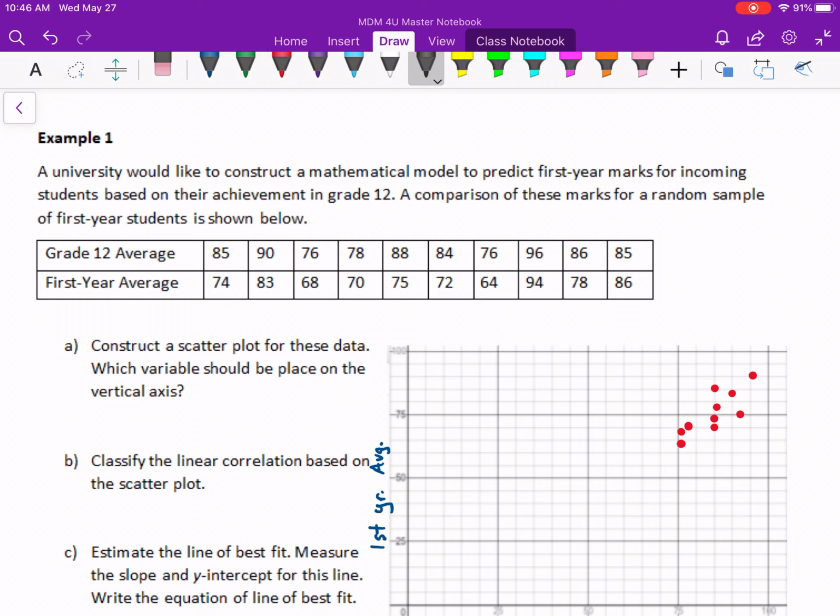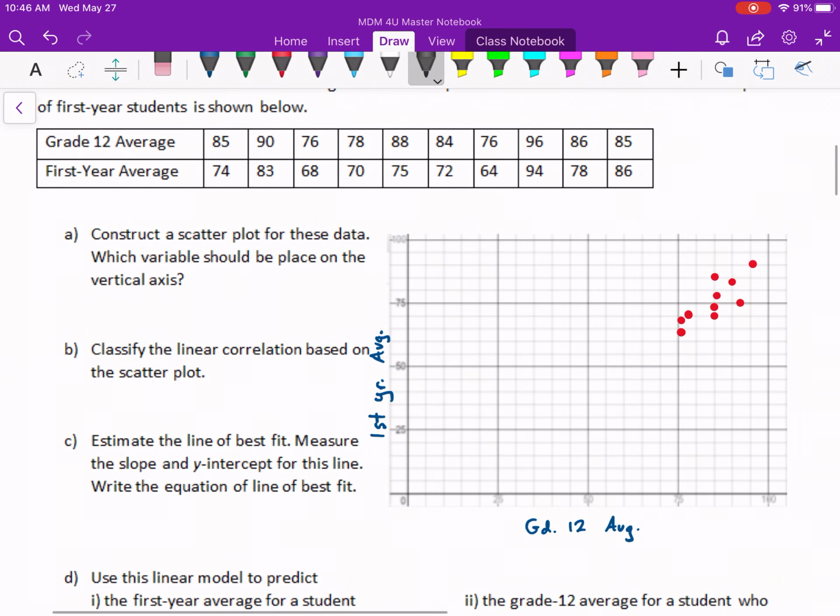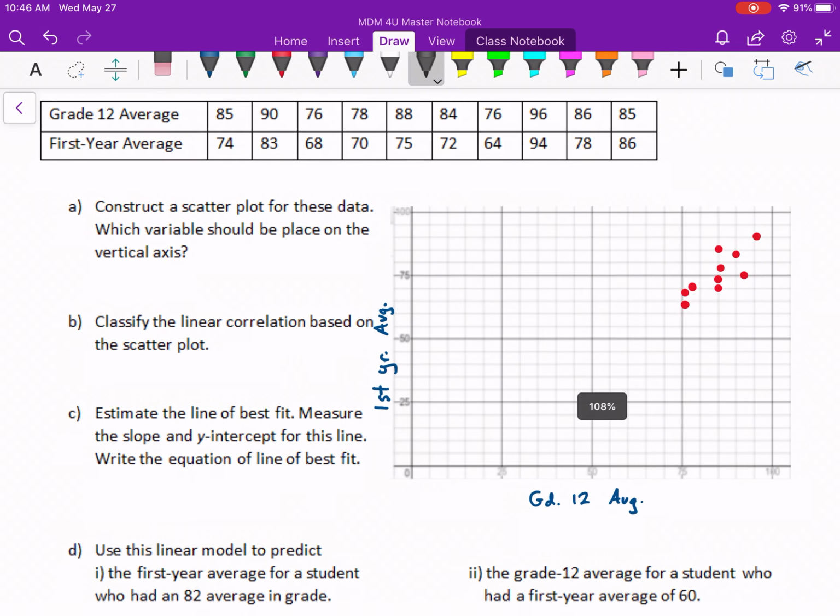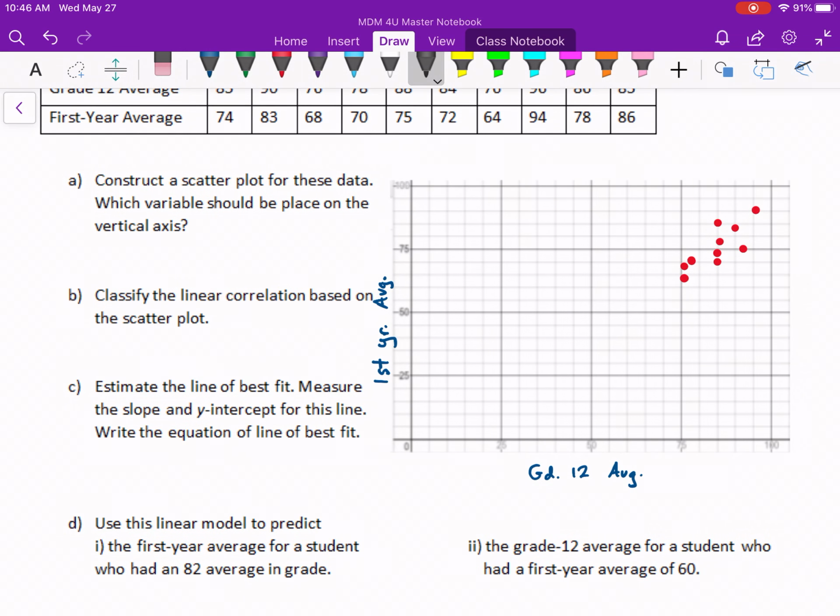The first one: a university would like to construct a mathematical model to predict first-year marks for incoming students based on their achievement in grade 12. Well, that's a good idea. A comparison of these marks for a random sample of first-year students is shown below. I see 10 students there, 10 marks. Construct a scatter plot for these data. In the interest of saving time, I've already done that.